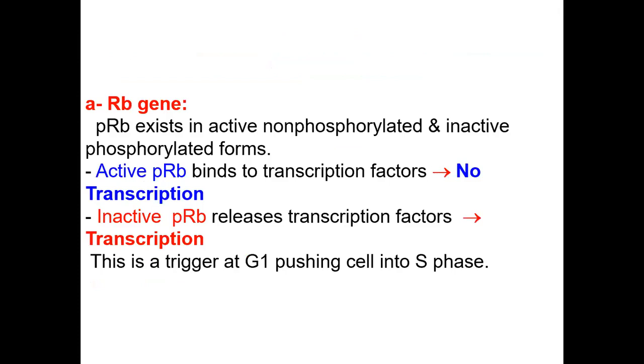The retinoblastoma gene exists in an active non-phosphorylated form and an inactive phosphorylated form. Active non-phosphorylated retinoblastoma gene binds to transcription factors and leads to no transcription. Inactive phosphorylated retinoblastoma releases transcription factors, leading to the transcription of the DNA.